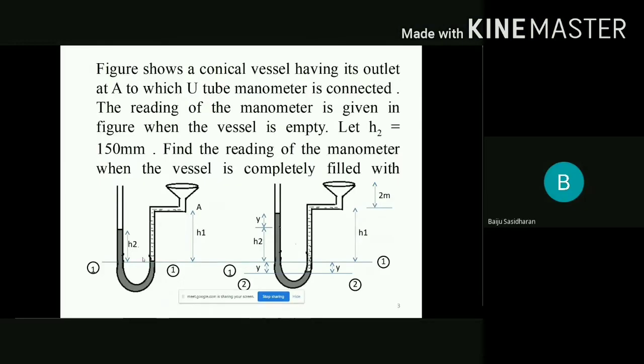See, there is a U-tube manometer. You can see the first figure. There is a U-tube manometer. That U-tube manometer is connected with a conical vessel. So initially, this conical vessel is not filled with water.